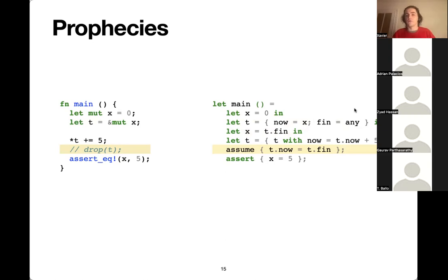And so this construct assume adds a hypothesis to our reasoning context, right? It tells us, okay, from this point on, you know that T.now is T.fin. The prophecy has been achieved. And so from that, we can easily conclude that X must be 5 afterwards in this assertion. And why is that? It's because we know that before we assigned to X the prophecy, T.fin, and we just learned that T.fin is T.now, and we know that T.now is 0 plus 5, and so we now know that X is 5.